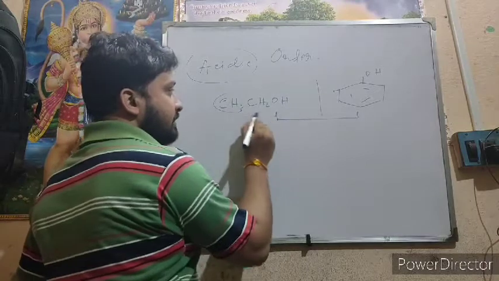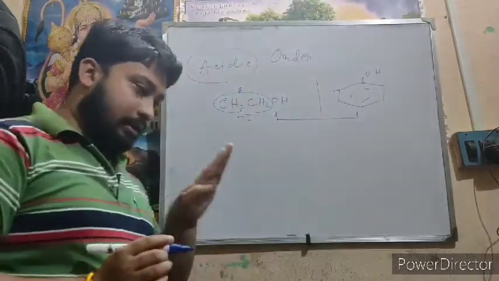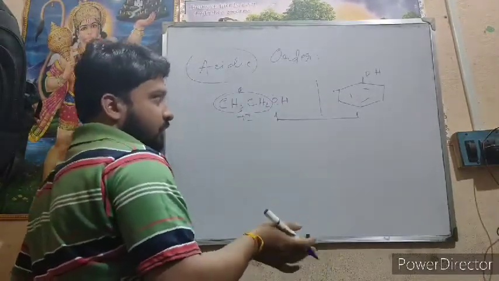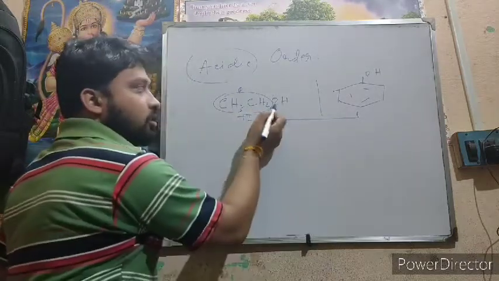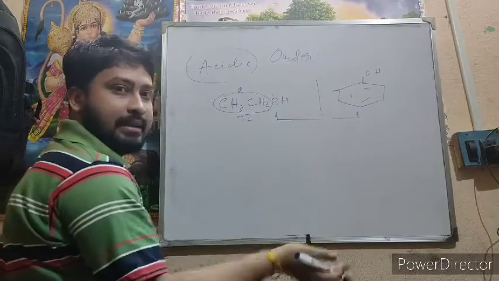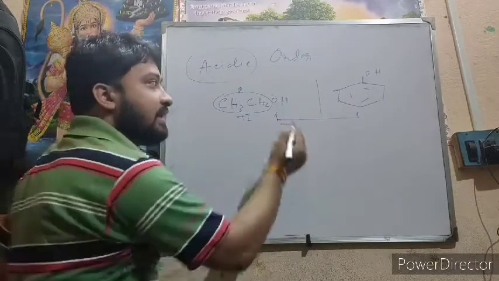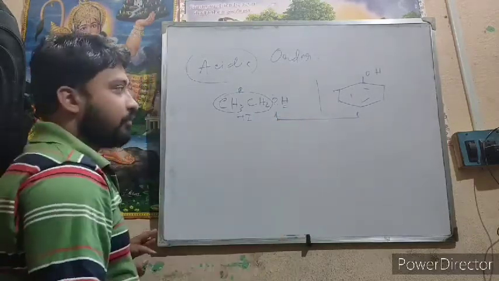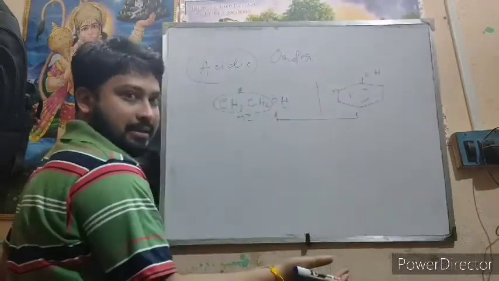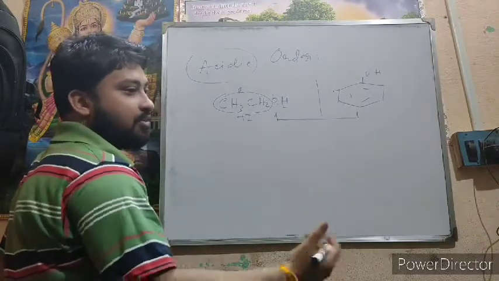So we know that this is a bulky group, this is an R group, and it shows plus I effect. It pushes the electron towards the oxygen, so electron density of oxygen is increasing, as well as the tendency to release this hydrogen is decreasing. As the tendency to donate this H plus is decreasing, the acidic nature is decreasing.